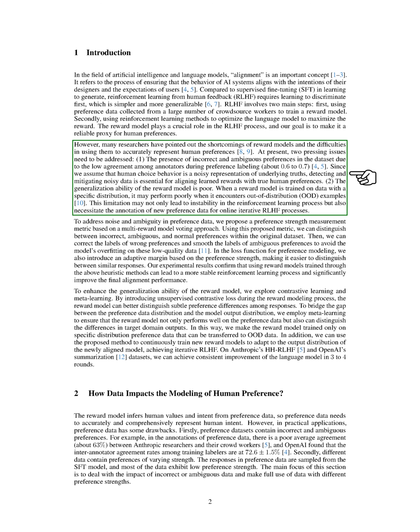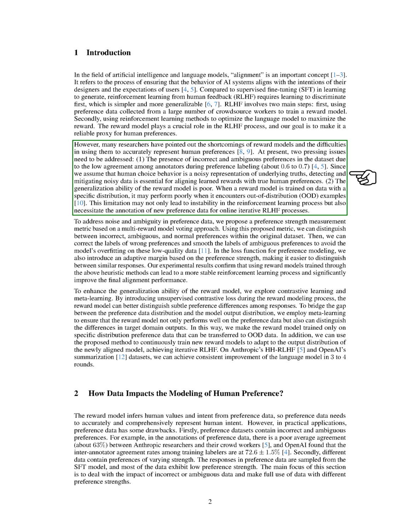However, many researchers have highlighted the limitations of reward models and the challenges in using them to accurately represent human preferences. Currently, we need to address two urgent issues. 1. The dataset may contain incorrect and ambiguous preferences due to low agreement among annotators during preference labeling, about 0.6 to 0.7. Since we believe that human choice behavior is a noisy representation of underlying truths, it's crucial to detect and reduce noisy data to align learned rewards with true human preferences.